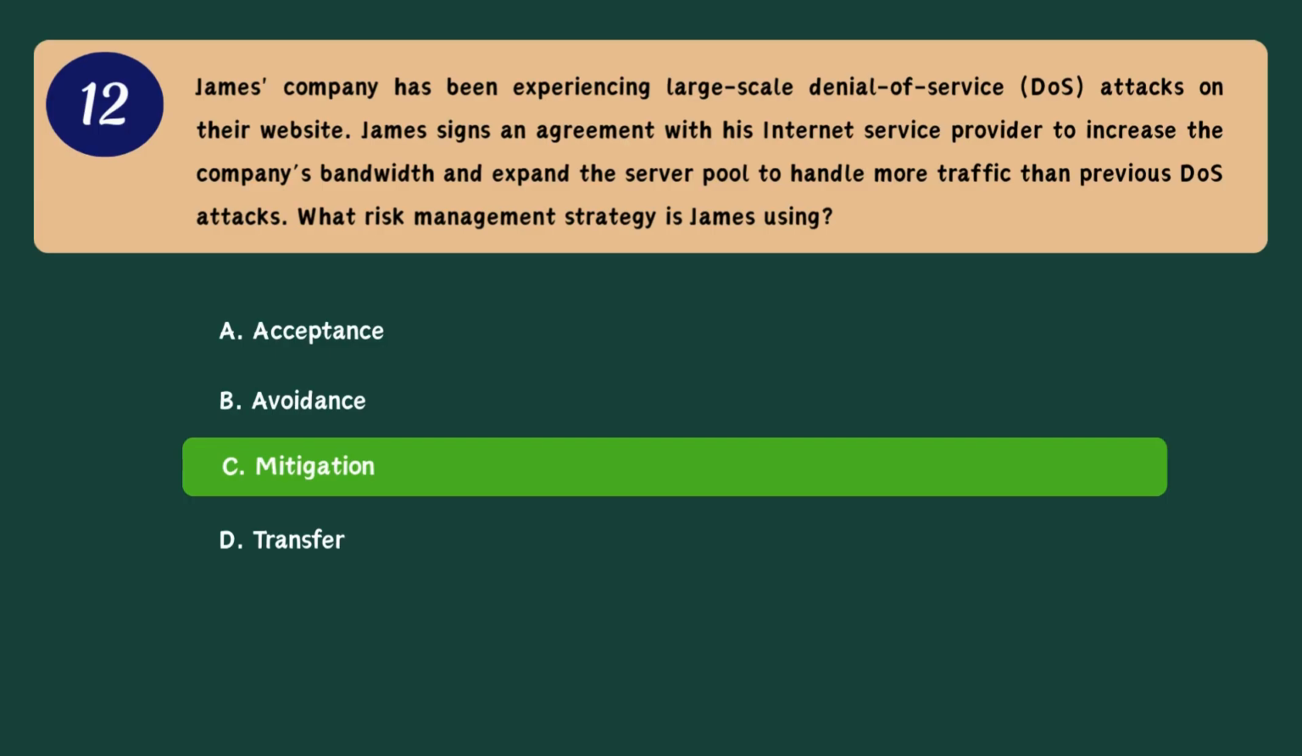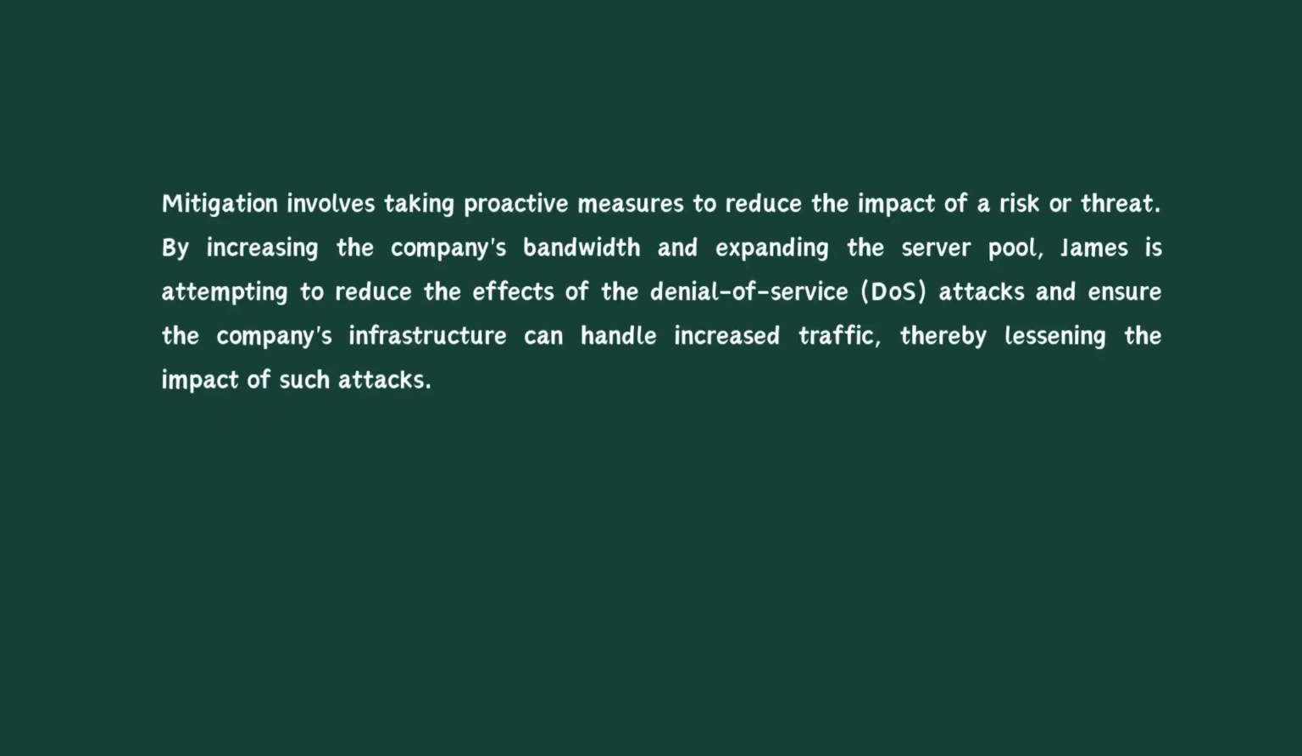Correct answer. C. Mitigation. Mitigation involves taking proactive measures to reduce the impact of a risk or threat. By increasing the company's bandwidth and expanding the server pool, James is attempting to reduce the effects of the denial-of-service attacks and ensure the company's infrastructure can handle increased traffic, thereby lessening the impact of such attacks.